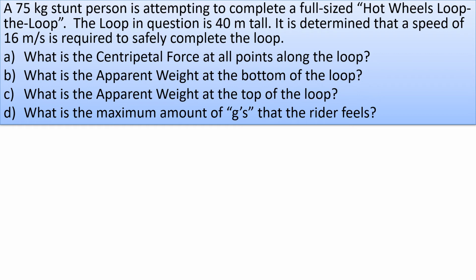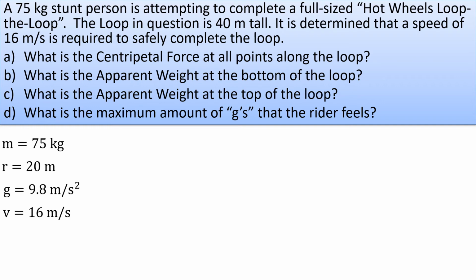So just to make sure we get points for units, let's make sure we write our units on the side, including g equals 9.8 meters per second squared. Don't forget about that one.